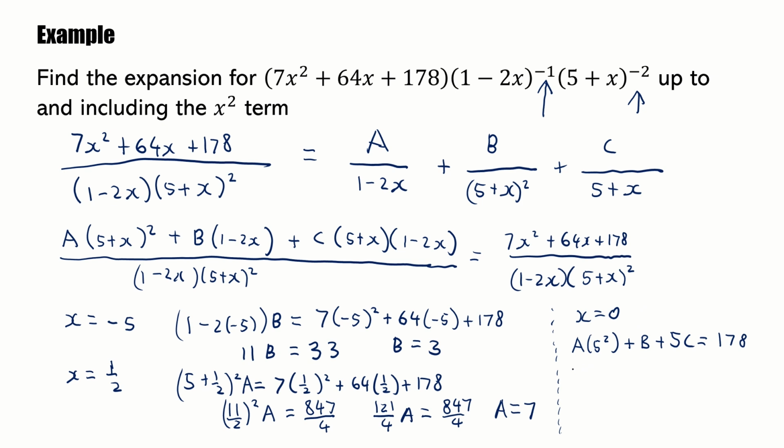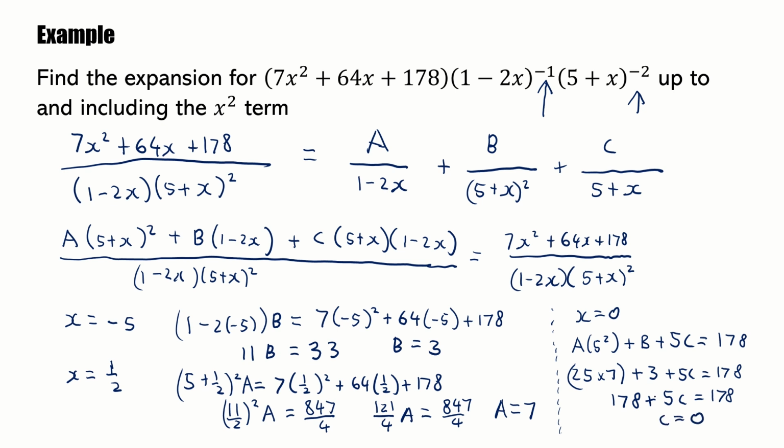So therefore, 5 squared is 25, lots of a, but a was equal to 7, so 25 times by 7. We've got our b, which is equal to 3, and then we've got 5c. But then the interesting thing is that 25 times by 7 plus 3 is 178. So therefore, 178 plus 5c equals 178, so therefore c is equal to 0.